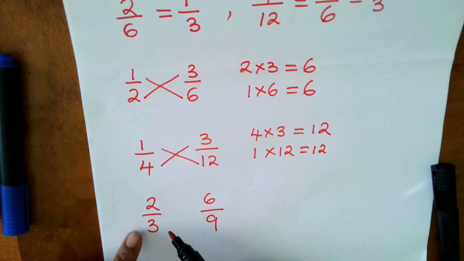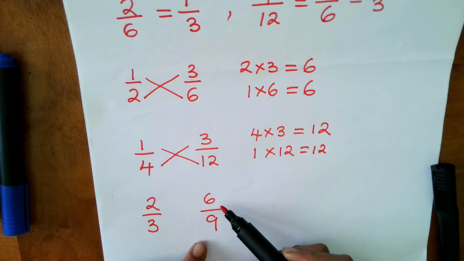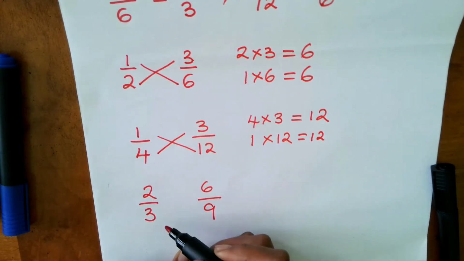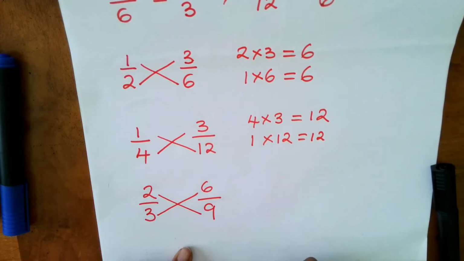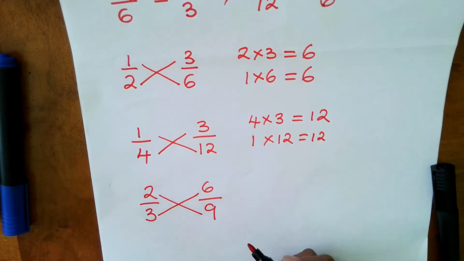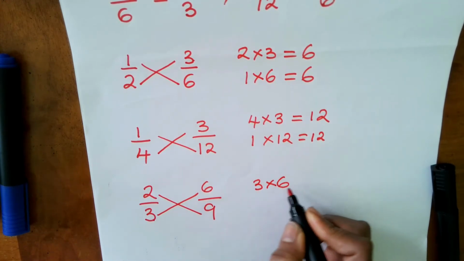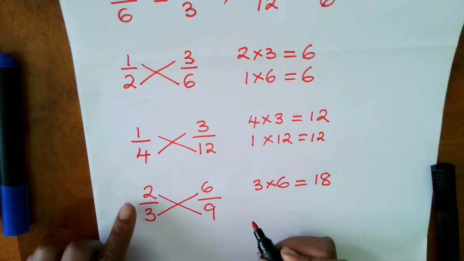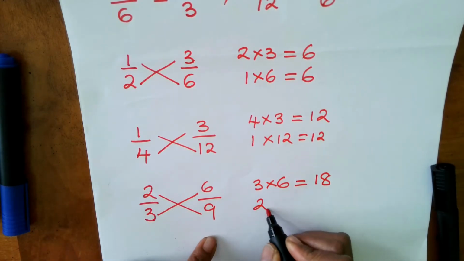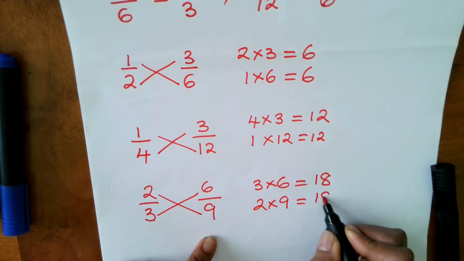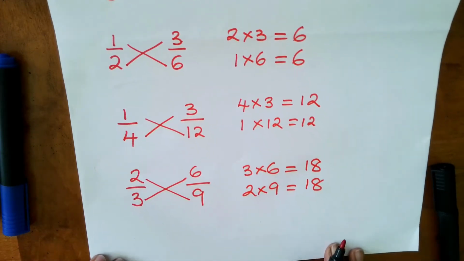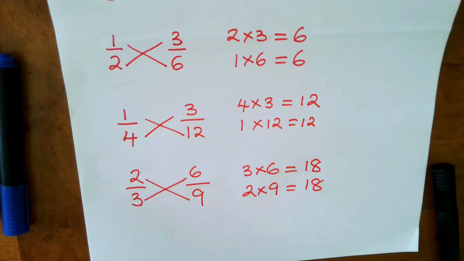Another example would be 2 over 3 and then 6 over 9. We're also going to cross multiply. If it gives us the same numbers, then we know that these two fractions are equivalent. 3 times 6 will give me 18. 2 times 9 will give me 18. So just to let you know, when you cross multiply the two fractions and they don't give you the same answer, you know that the fractions are not equivalent.